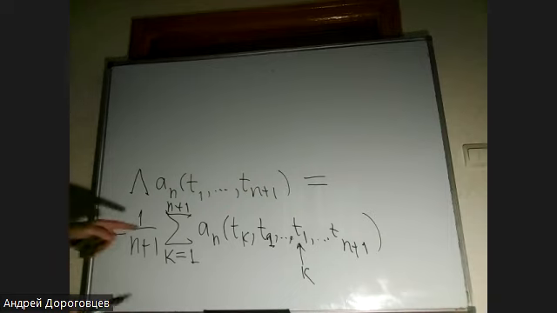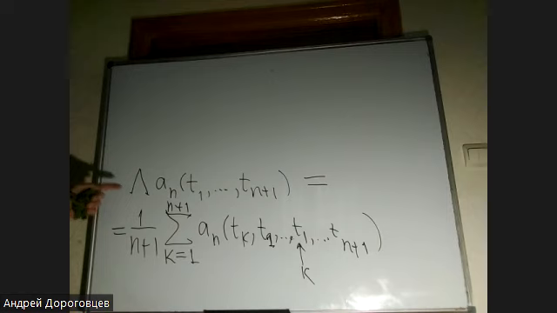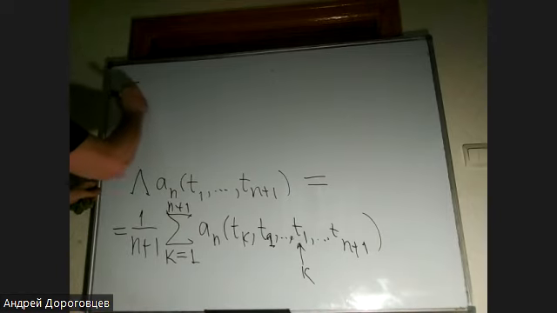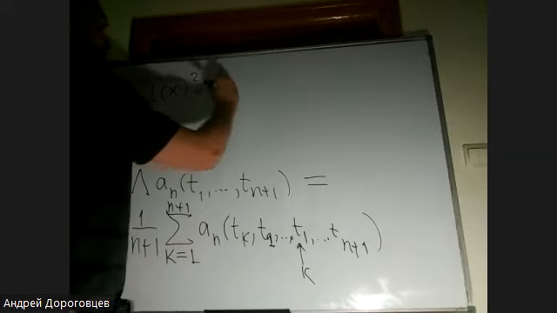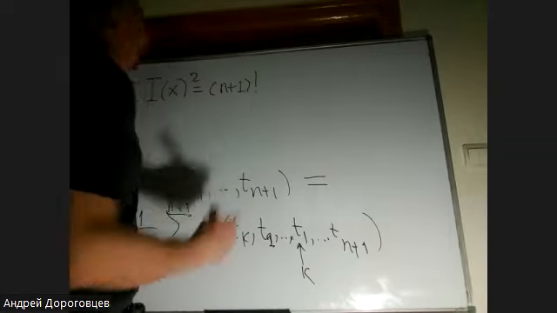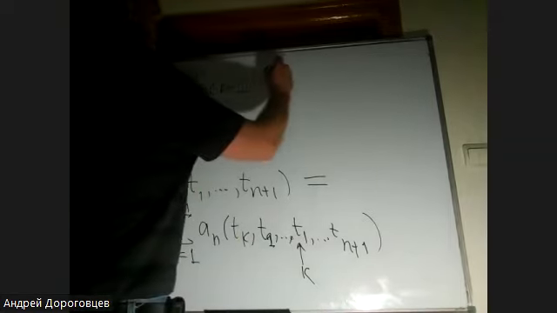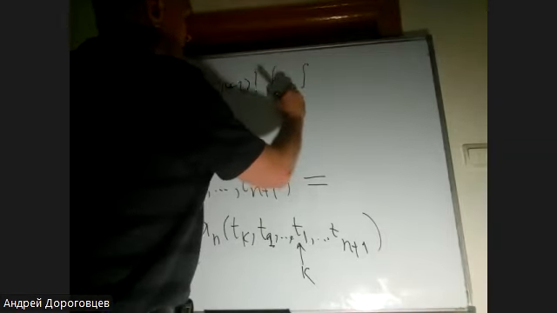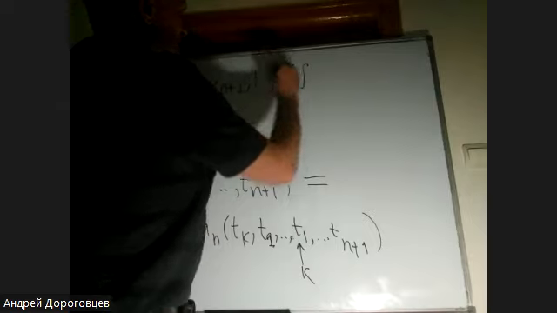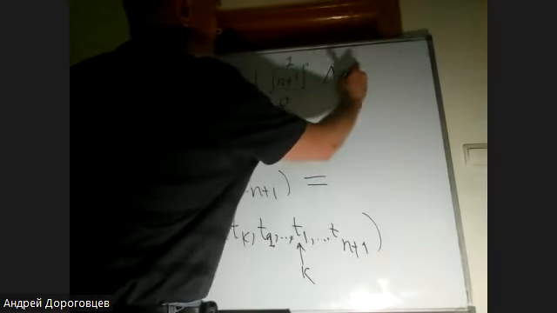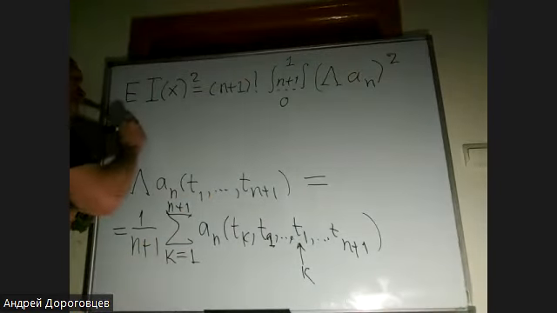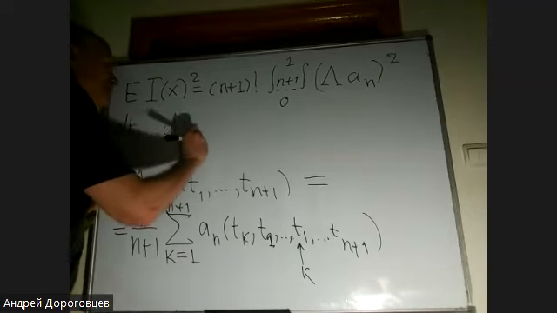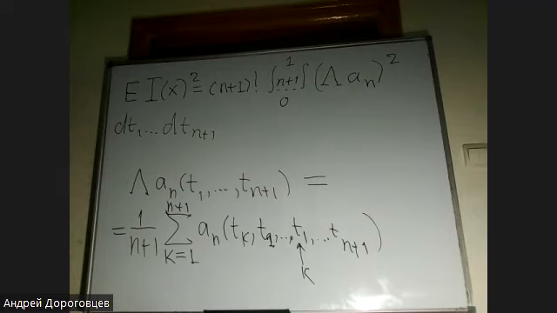Okay, I will use this. And now let's recall that the expectation of E of x squared will be equal to (n plus 1) factorial, and here we have the multiple integral from 0 to 1 of multiplicity n plus 1 of lambda a_n squared dt1 ... dt_{n+1}.